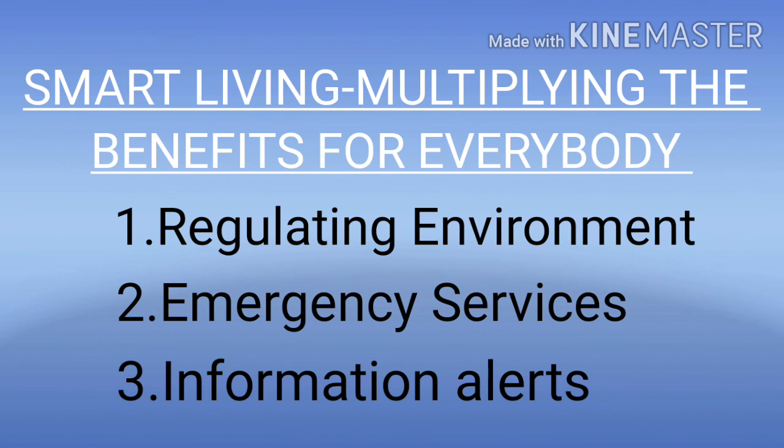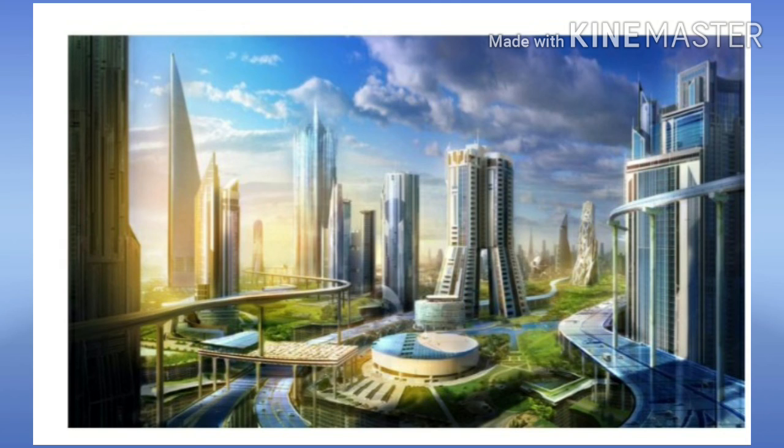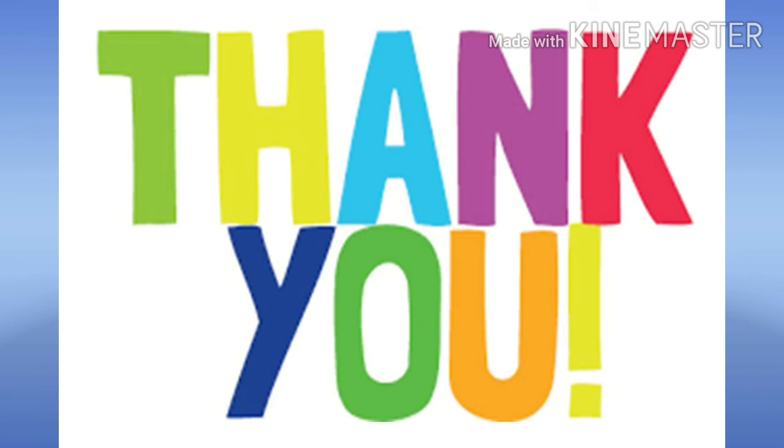So that is about the relevance of AI in daily life. So we have discussed smart living, that is smart cities, smart buildings and smart homes. So I hope you understood all the topics that I have discussed here. So read the textbook and learn it well.